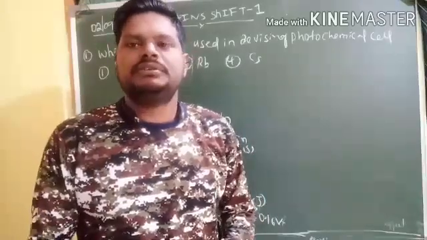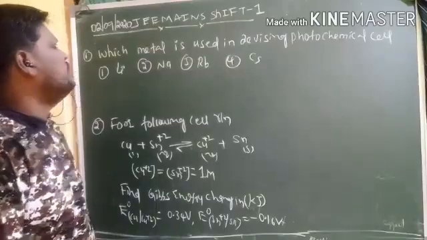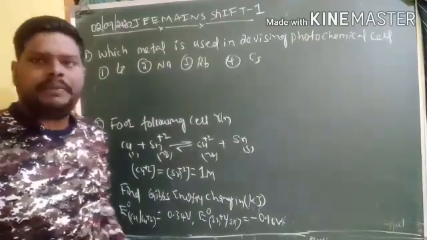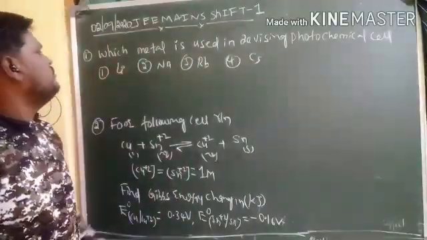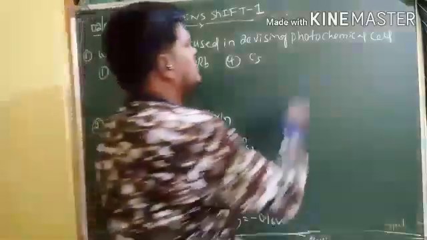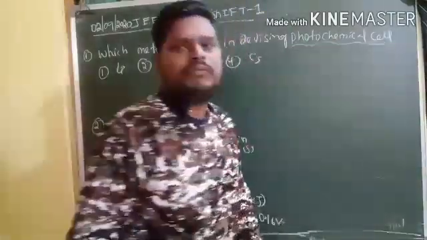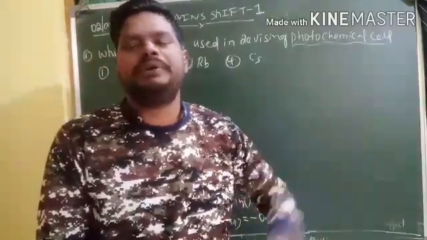Hello students, today I am going to explain the 2nd September 2020 JEE Mains Shift-1 paper. Right, the first question: which metal is used in devising a photochemical cell? Here, a photochemical cell is nothing but the photoelectric effect, which is part of the atomic structure topic.